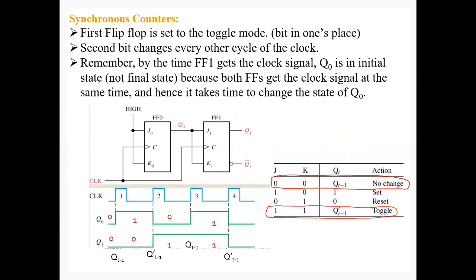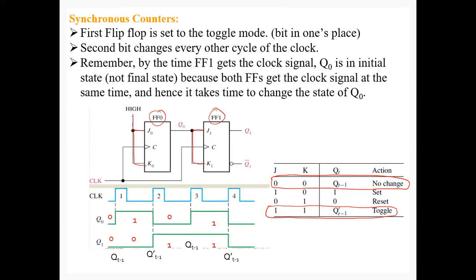Okay, now let's do the synchronous counter. So this is very simple now, because once you understand the asynchronous one, the synchronous is the same thing again. We have two flip-flops. I call it flip-flop 0, I call it flip-flop 1. And again, these are T flip-flops, right? So J, K connected together. That's how you make T flip-flops here.